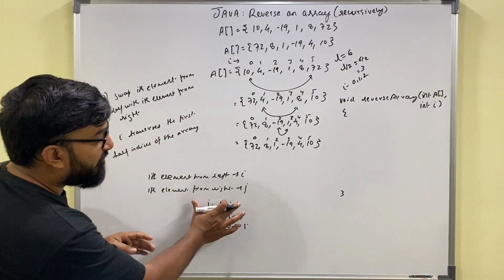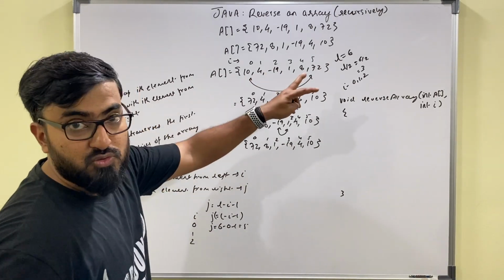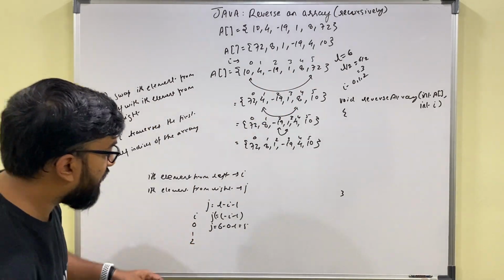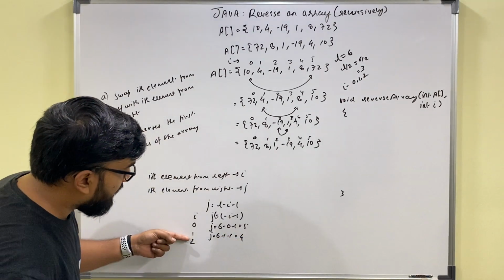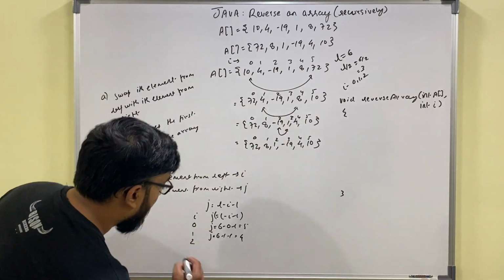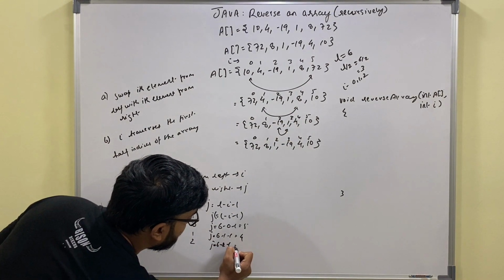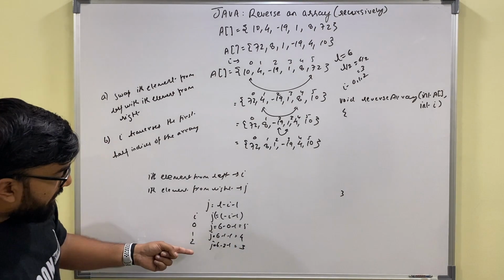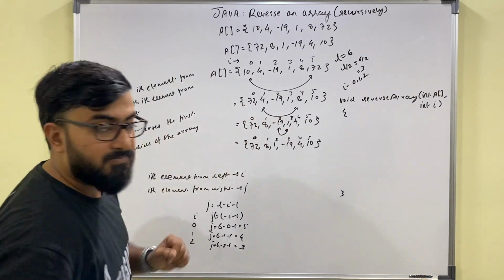You just have to find a relationship between j and i, so you can find which values to swap. For i equal to 1, I have j equal to 6 minus 1 minus 1, which is 4. So the value at index 1 is swapped with the value at index 4. And for i equal to 2, I have 6 minus 2 minus 1, which is 3. So the value at index 2 is swapped with the value at index 3.